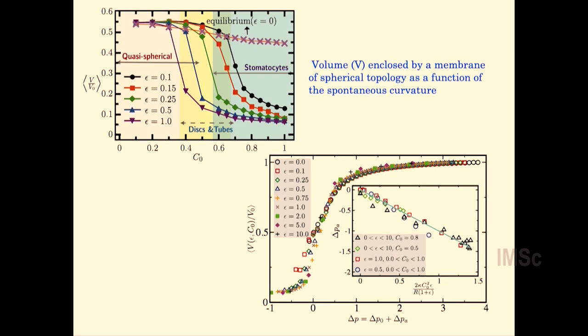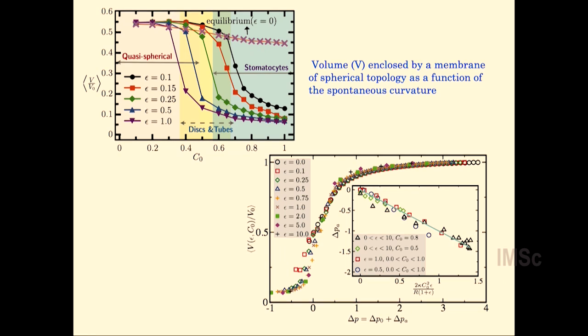You can actually, for different activities and different C0 values, collapse this curve of the relative area, the volume, as a function of pressure onto one single curve. You can get a data collapse. And then this additional pressure which you added, you can plot that as a function of these parameters, where kappa is our bending constant, C0 is the spontaneous curvature, epsilon is the activity, and R is the radius of the vesicle which I started with, and we can see that they actually fall on one linear curve.